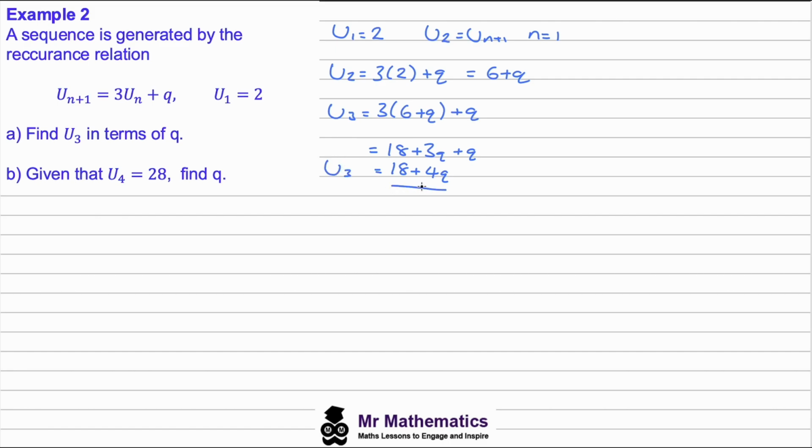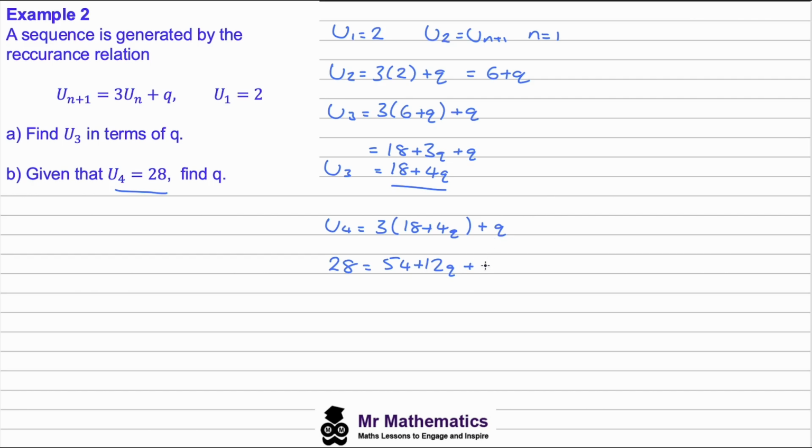Okay? For part B, given that u4 equals 28, find the value of q. So we need to work out u4. This will be 3 lots of u3 plus that q. And we're told that u4 is 28. And 3 times 18 will give us 54. Plus the 12q.